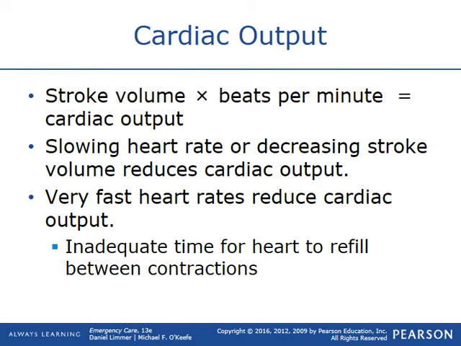So to measure cardiac output, we take stroke volume times beats per minute, and that'll get you your cardiac output. Slowing heart rate or decreasing stroke volume is going to reduce your overall cardiac output. Very fast heart rates are also going to reduce the cardiac output. Just because the heart's beating really fast does not mean that it's adequate. The reason is the inadequate time for the heart to refill between contractions.